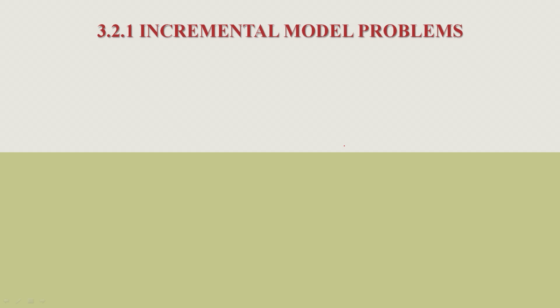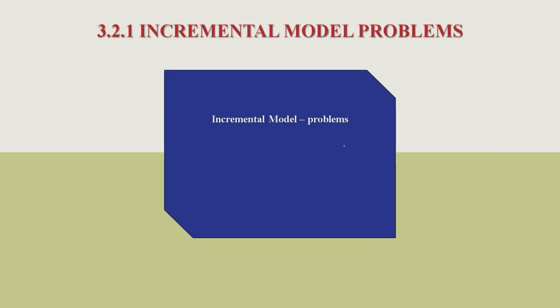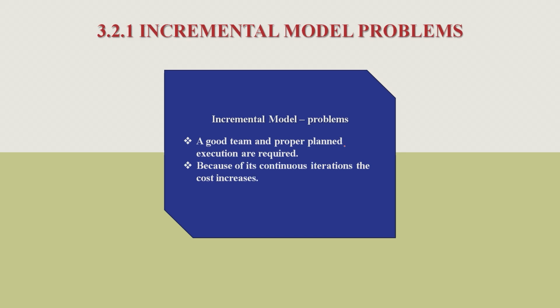Here we go, the problems of the incremental model. A good team and proper plan execution are required. Obviously, we need a very good team and a proper plan because the process is going to be held in a simultaneous way. So for that reason, we need a very good team and proper plan execution. Because of its continuous iteration, the cost increases. Yes, for the continuous process, many people are needed to work in this process. So definitely that will be cost-intensive.